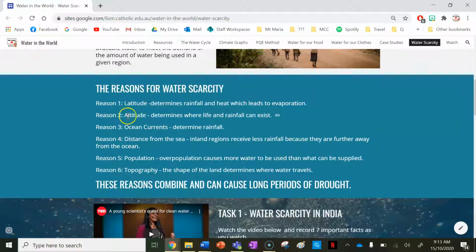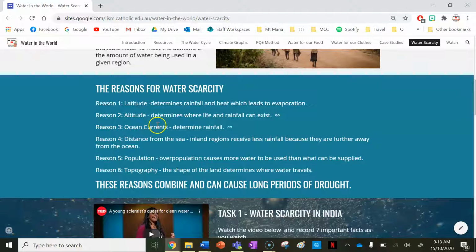Reason number 2 is altitude, how high above the sea you are. So it determines where life and rainfall can exist, because the further up you go, the colder it gets, and the drier it gets, the less oxygen is there. So it determines where life and rainfall can exist.